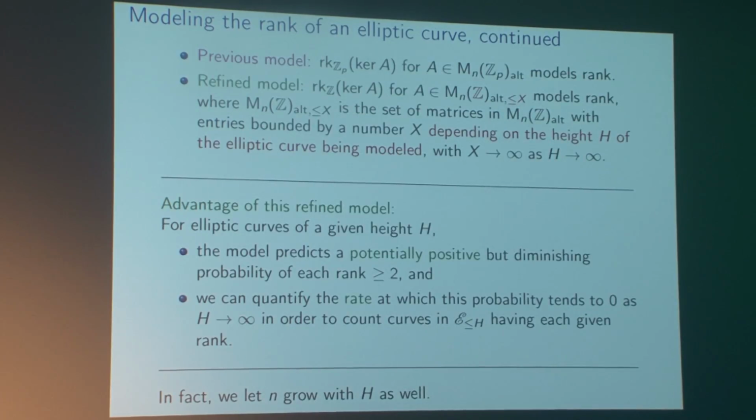Okay, so to do this, we're going to modify the model. Instead of looking at the rank of a p-adic matrix, I'm going to look at an integer matrix. I'm going to sample A from integer alternating matrices. And not just all of them; they're going to be integer matrices where the entries have a certain size. And the size of those entries is going to be determined by the elliptic curve I'm trying to model. It'll be some function of the height.